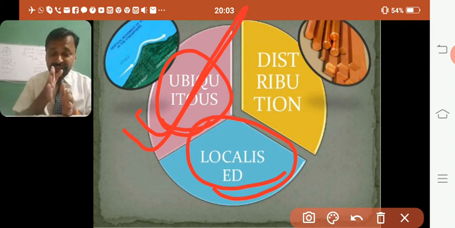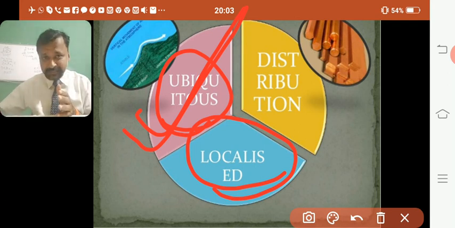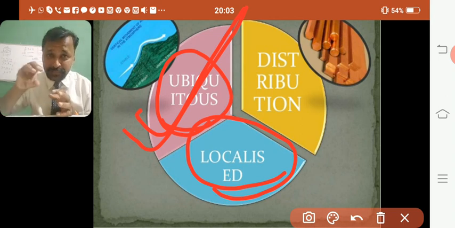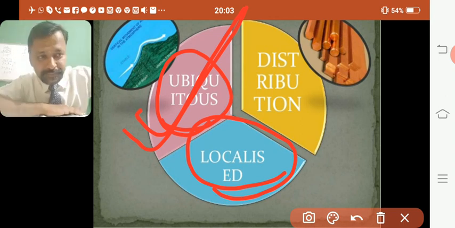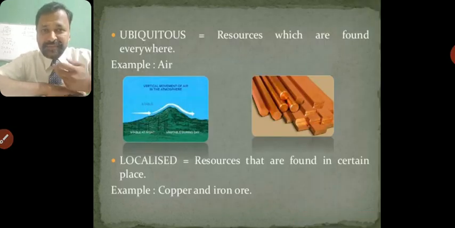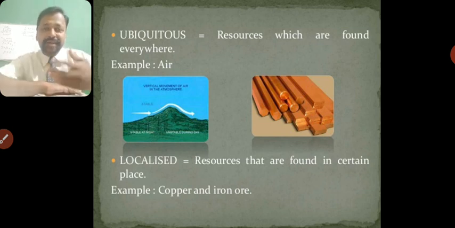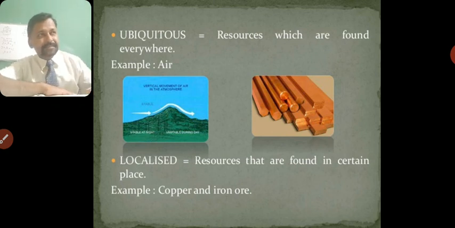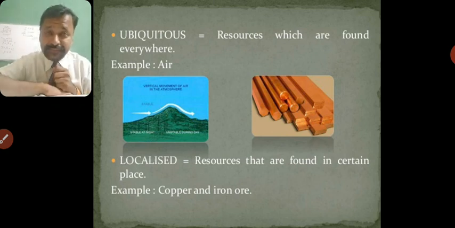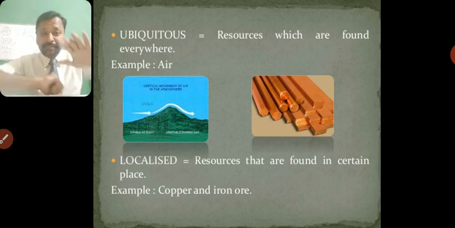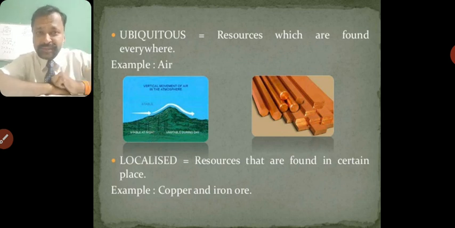If the resource is distributed evenly in all places, it is called ubiquitous, and if it is in certain places, it is called localized. Now the definitions. Ubiquitous resources are found everywhere. Example, air, water, land, sunlight. So solar energy, wind energy, all these resources which are present everywhere are called ubiquitous.